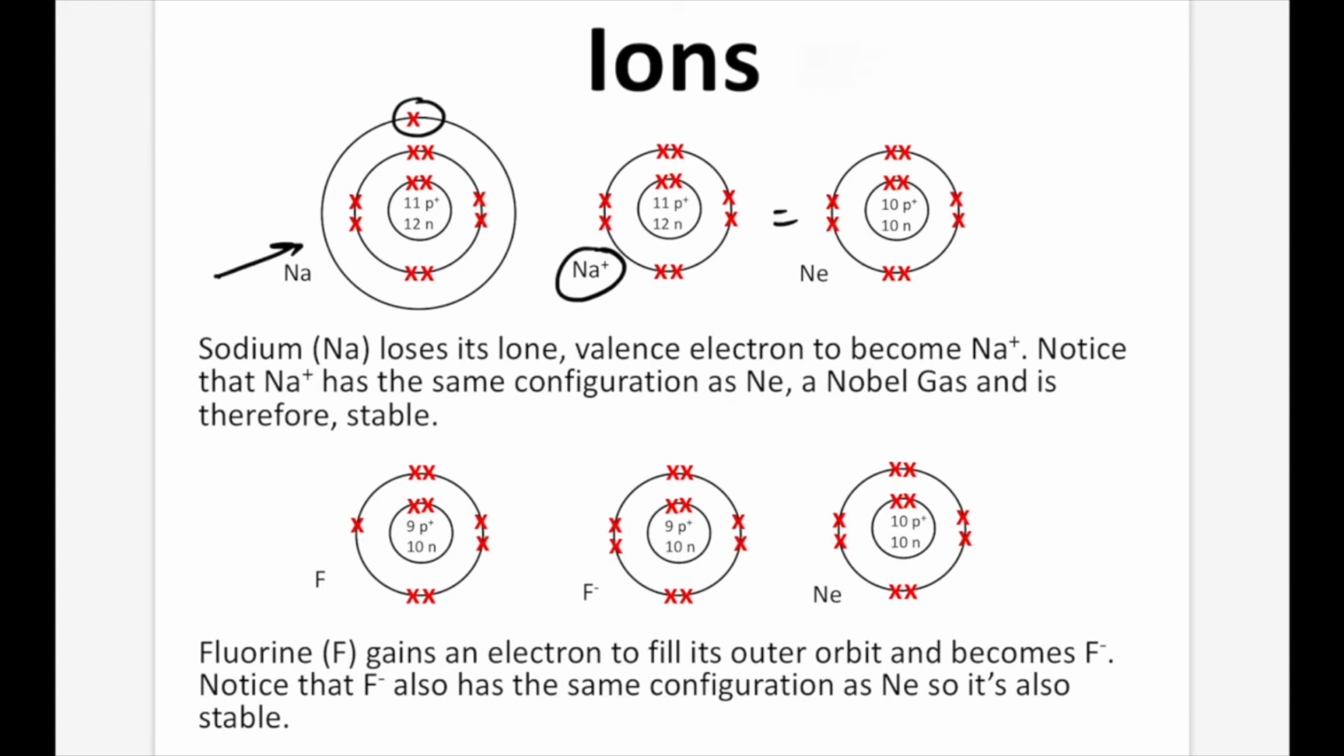And you can also notice that when it loses its outer orbit, the orbit is just gone. There's no such thing as an orbit if there's nothing to orbit inside that orbit. So once we lose that outer electron, that orbit disappears, and now sodium has a full outer orbit.